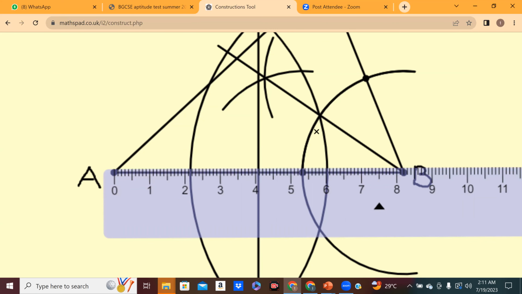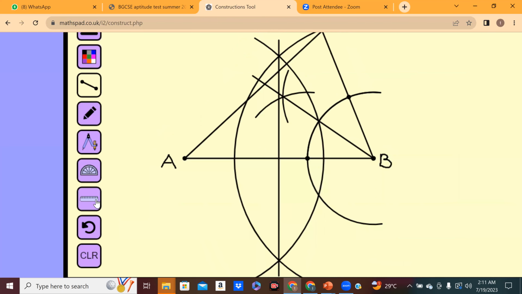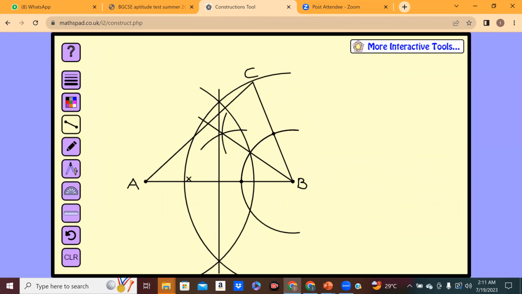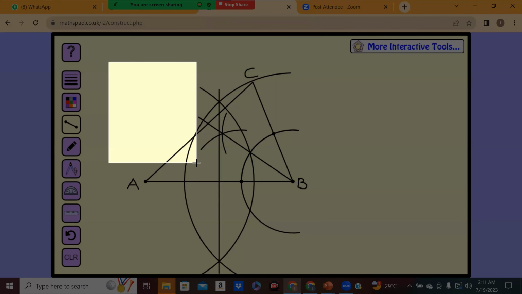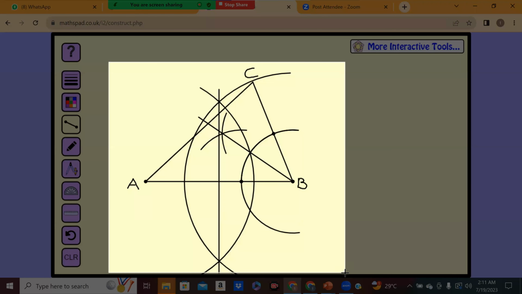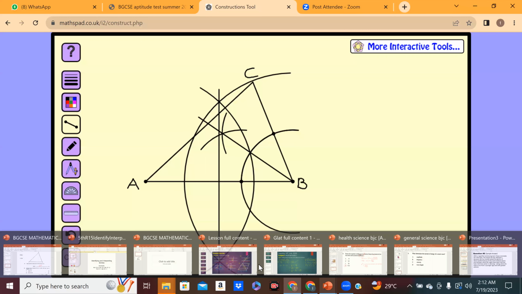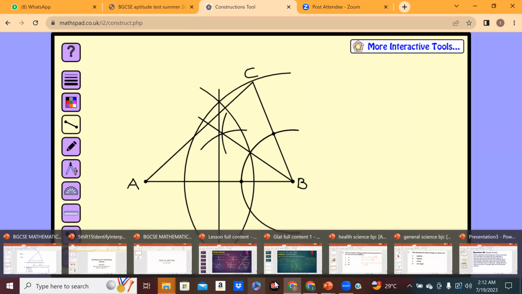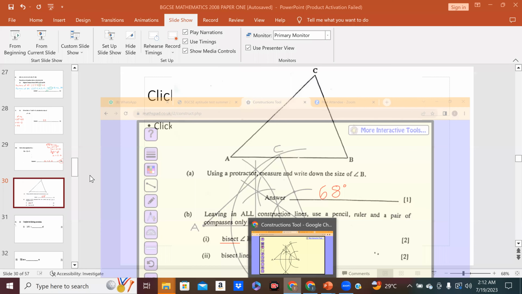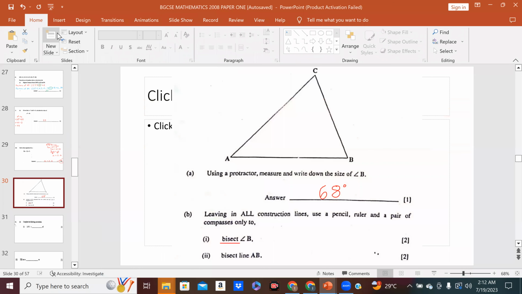Okay, so that's it. Let's move this. This is the final product. Let me take the final product and put it on the PowerPoint slide. So we have the final product here. This is how it should look when you do it. All right, let's move right along. Where's the PowerPoint? Okay, there we go.